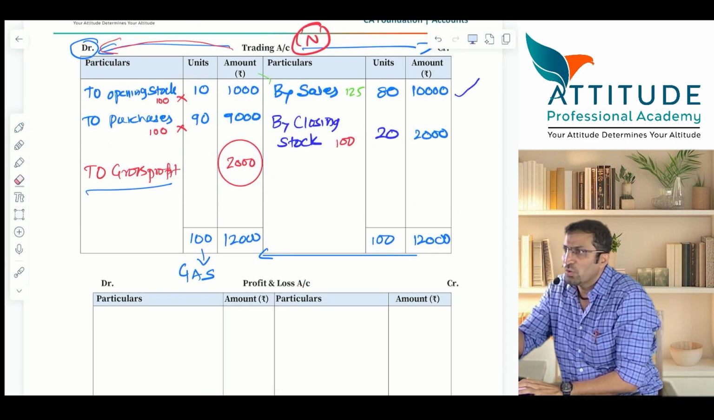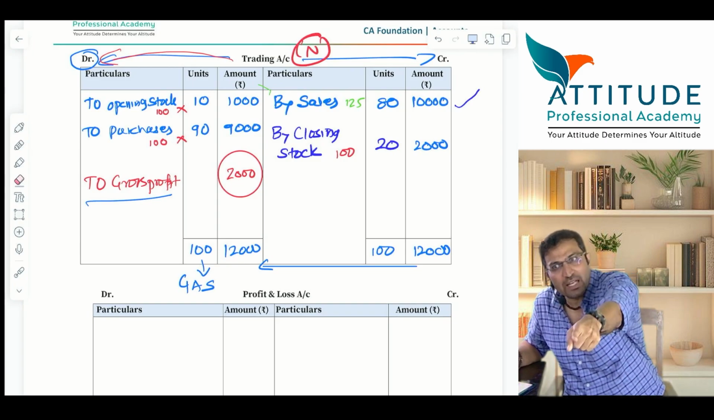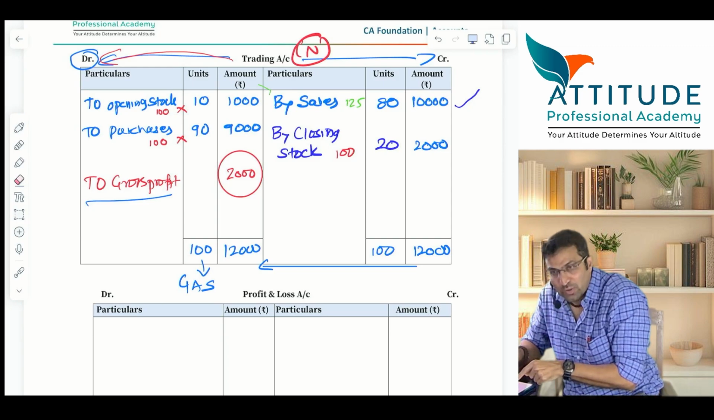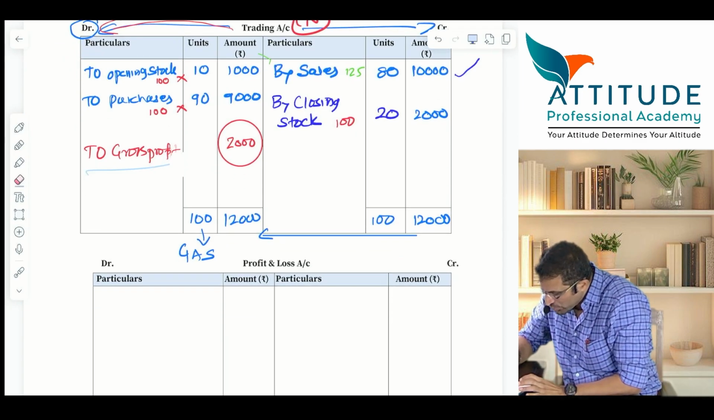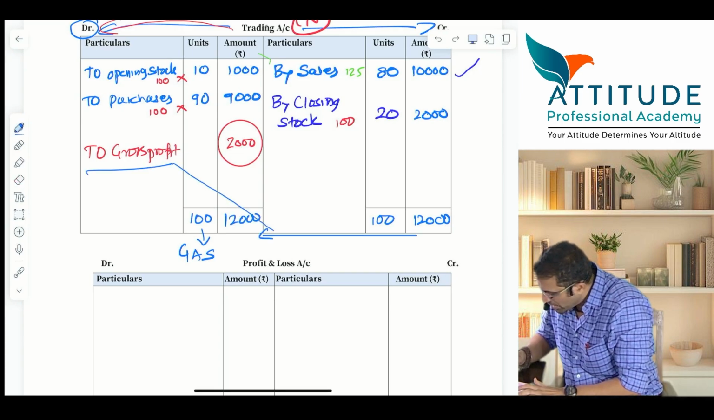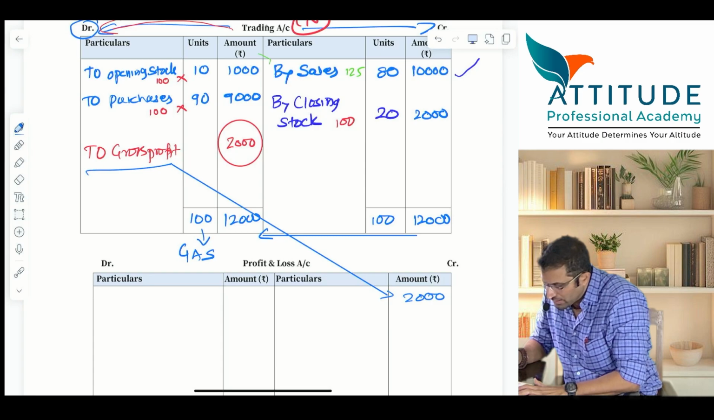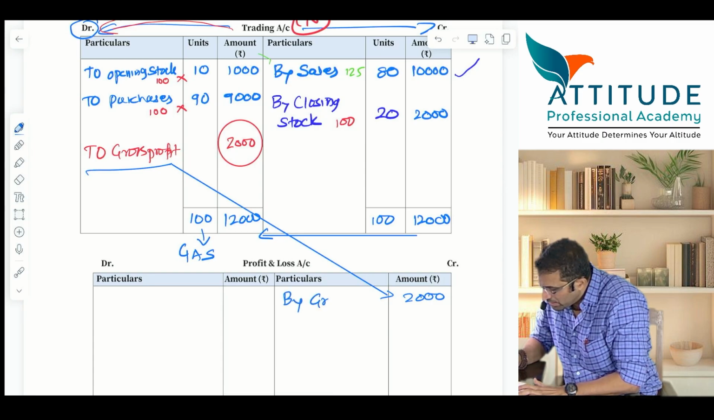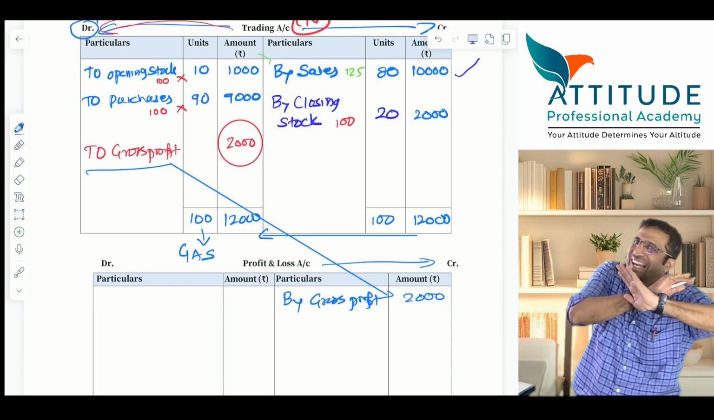Now tell me. Trading account debit to GP. GP is showing a credit balance. GP account should also get closed because it is a nominal account. Now debit it, and P&L account credit. Where should GP come? GP should come here in profit and loss, but for that also we need a closing entry. By gross profit. So the entry is gross profit account debit, P&L account. Now gross profit account gets closed.